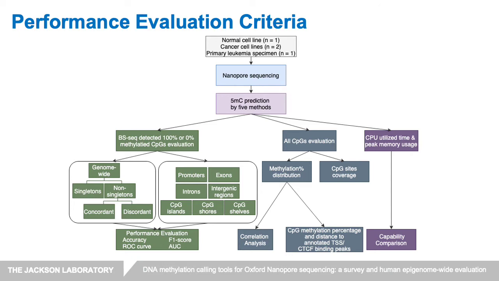Specifically, we designed a performance evaluation at single-molecule, single-base resolution. First, we evaluated the per-read 5mC accuracy on fully methylated or fully unmethylated sites determined by bisulfite sequencing. We developed 2 classification systems for evaluation: singletons and non-singletons, and biologically relevant genomic contexts. Second, we compared per-site 5mC prediction by methylation correlation coefficient calculation and methylation pattern evaluation. Last, we did running speed and resource usage evaluation.